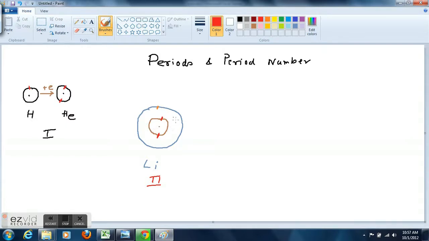Now when one more electron gets added to this outermost shell, we get the next element of the same period, which is beryllium, Be. If we add one more electron to the outermost shell, we get the next element in the same period, which is boron.